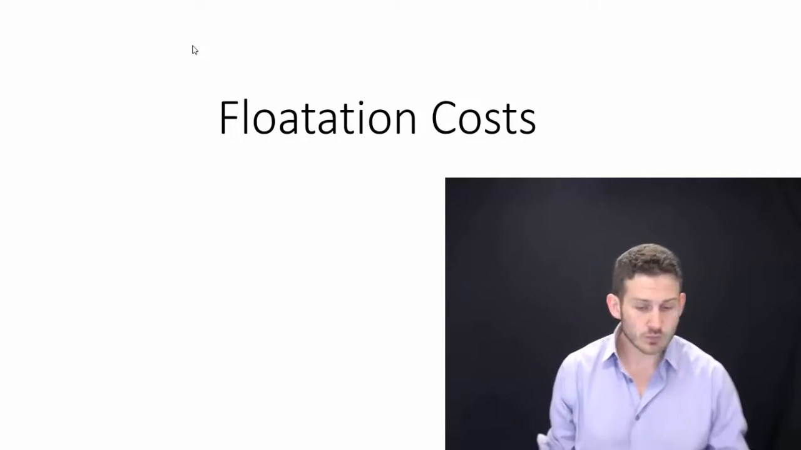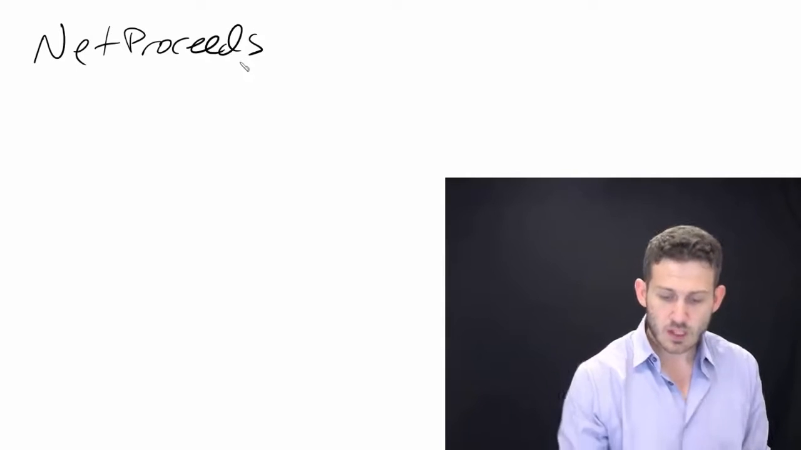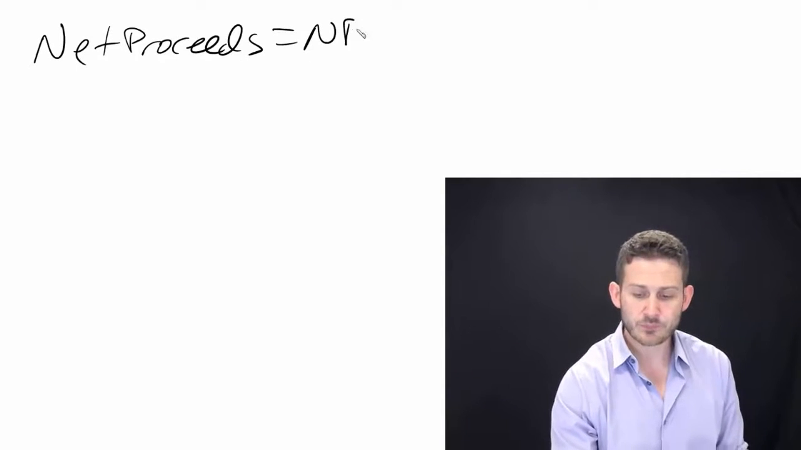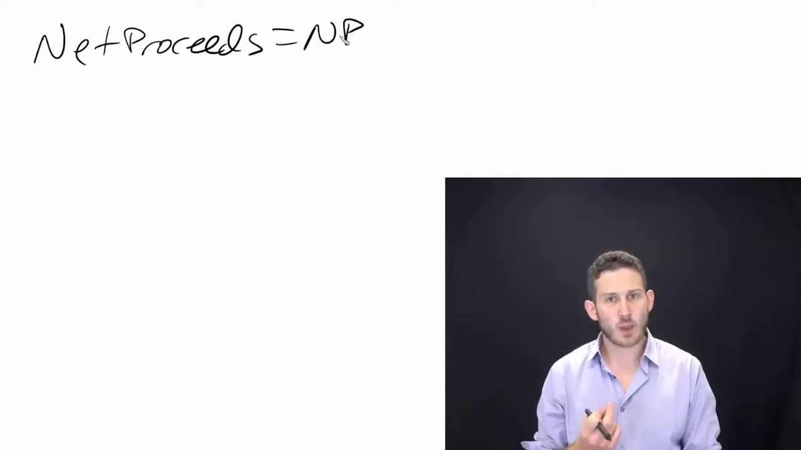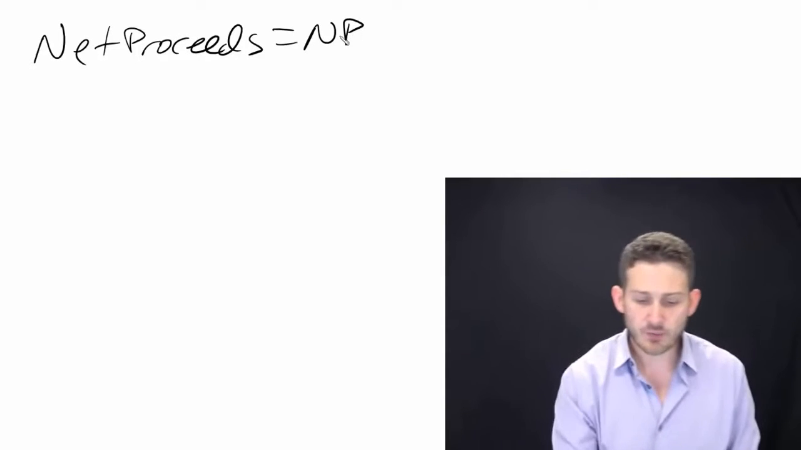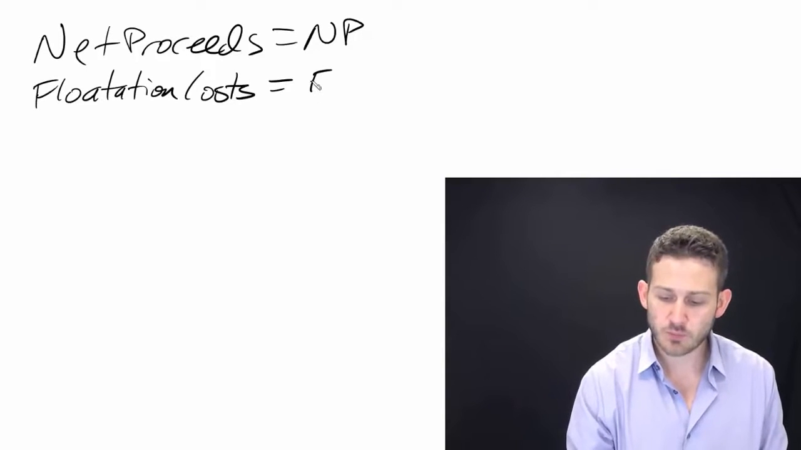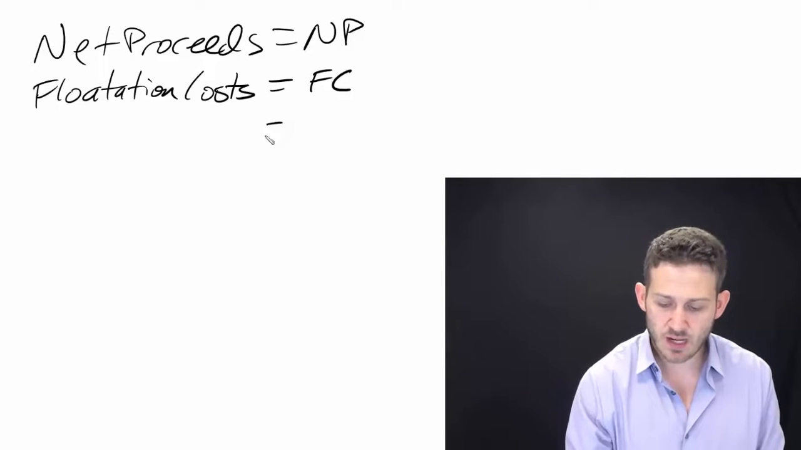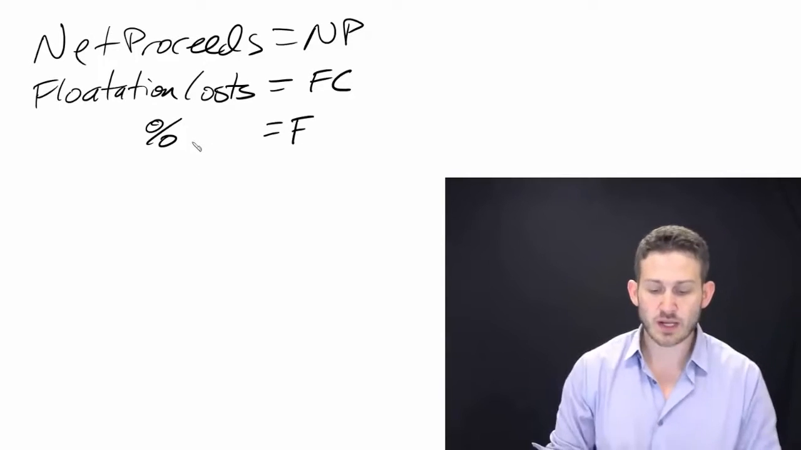So the basic idea with flotation costs is that we have to look at the net proceeds. We're going to call that NP. That's our net proceeds, how much we are actually going to get paid. And then we have our flotation costs, which we're going to refer to as FC here. We're also going to refer to them as F, our percentage on flotation costs.